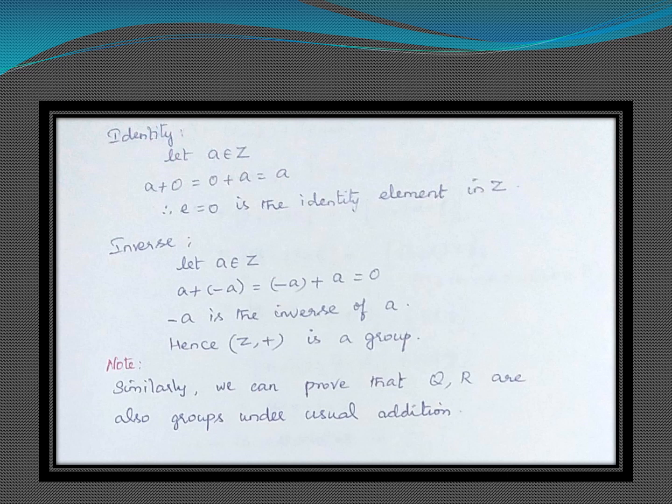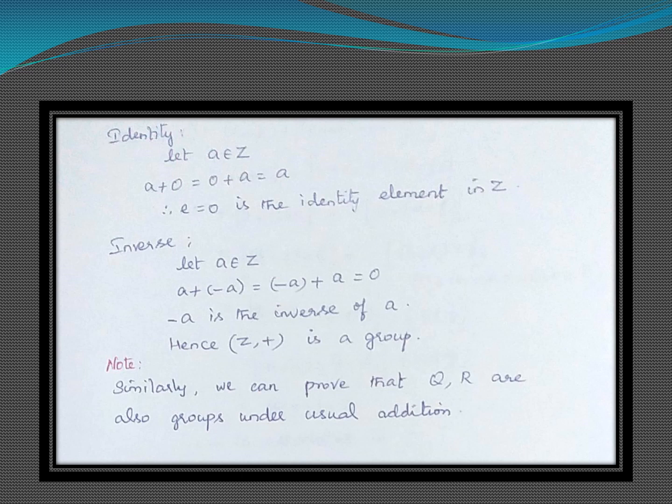Next, third one, identity. We are going to find the identity element in Z. Let me take a belongs to Z. Now our aim is to find an element e which satisfies the condition a plus e equals e plus a equals a. Here a plus 0 equals 0 plus a equals a. Therefore, that e becomes 0. That 0 also belongs to Z. Then e equals 0 is the identity element in Z.